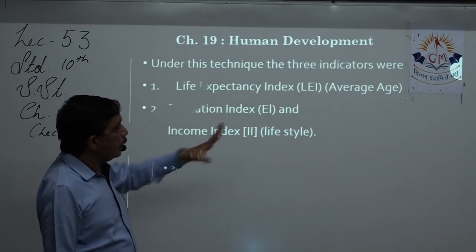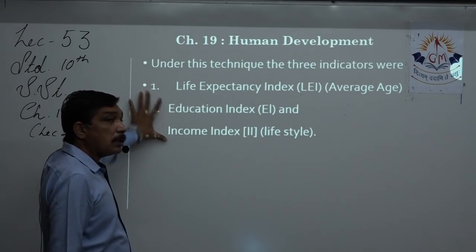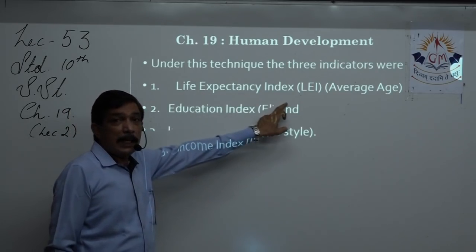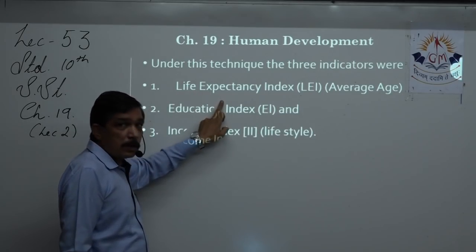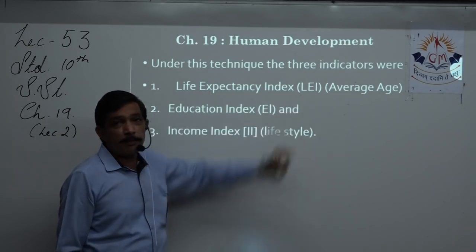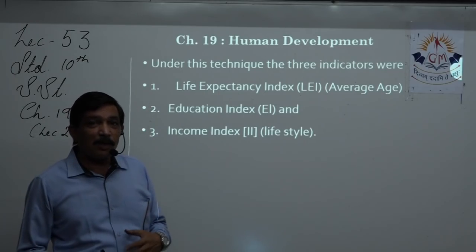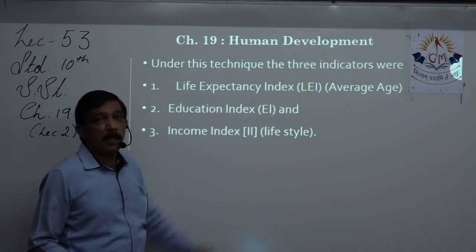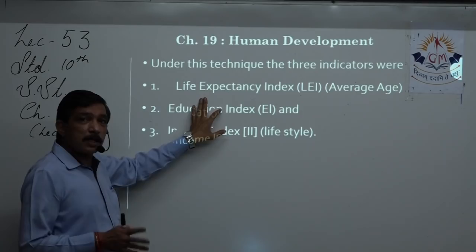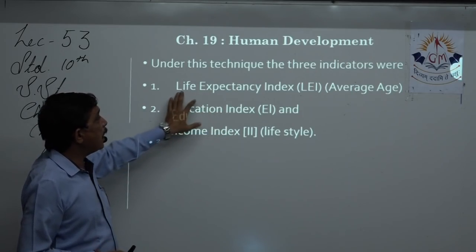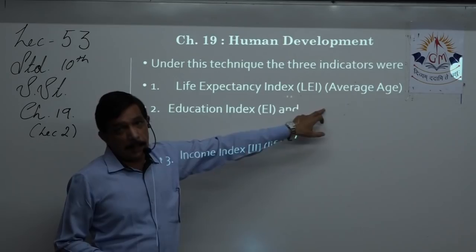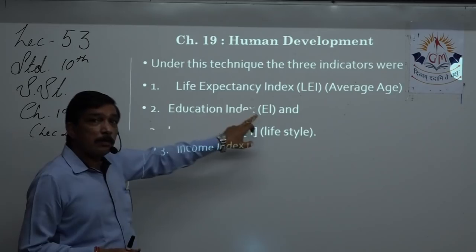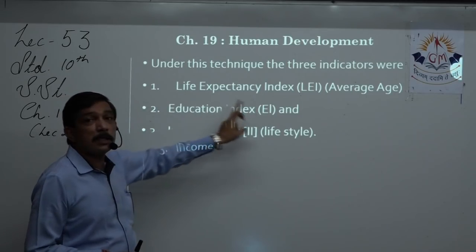Under this technique, three indicators were the same, but norms became different. Life expectancy index: instead of life expectancy, now an index has been made of it. Now we know what happens in an index, that means there will be something below life expectancy too. Only then will an index be made. Otherwise, simply life expectancy was used. Now it is life expectancy index, LEI, short form, right? That is average age. Then education: earlier it was only education, now it has become education index.